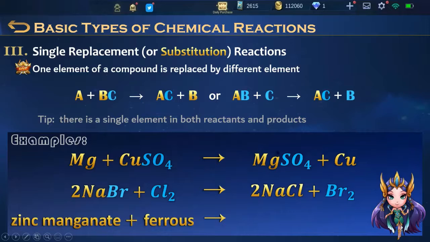Okay, and we have here, what if, let's say, you are asked to guess the product or guess the reactant. Before ta mo guess, i-identify sa nato ang chemical formula of zinc manganate and ferrous as well. Zinc manganate, we have FeMnO4. Nag-press-cross rule na tayo sa atong previous na lesson. Plus, ferrous is Fe.